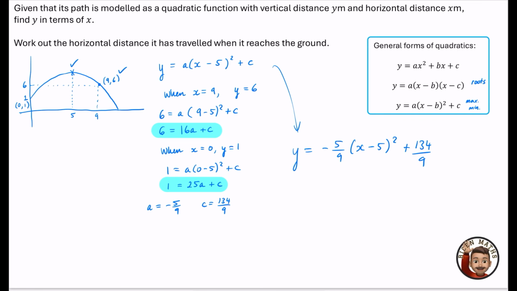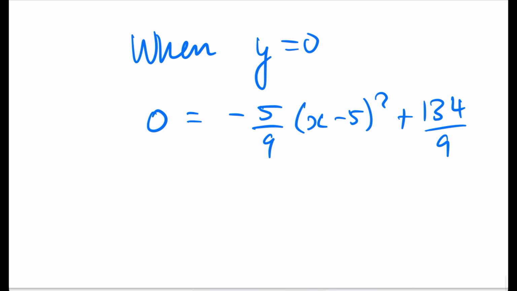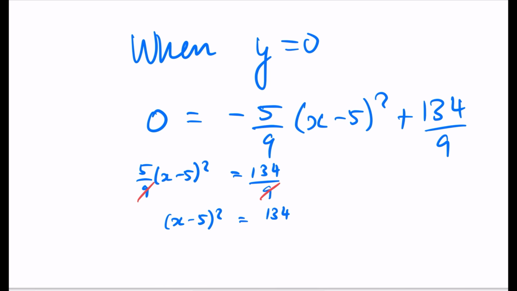So it now just wants us, for the next part of the question, to work out the horizontal distance it has travelled when it reaches the ground. When it reaches the ground is when y is 0. So when y equals 0, we get that 0 is equal to minus 5/9 (x minus 5) squared plus 134 over 9. And we're just going to solve this equation, which should be pretty easy. I'll put the 5/9 (x minus 5) squared over here is equal to 134 over 9. I can cancel out 9s by multiplying both sides by 9. I am then going to divide by 5, so I'll have 134 over 5.